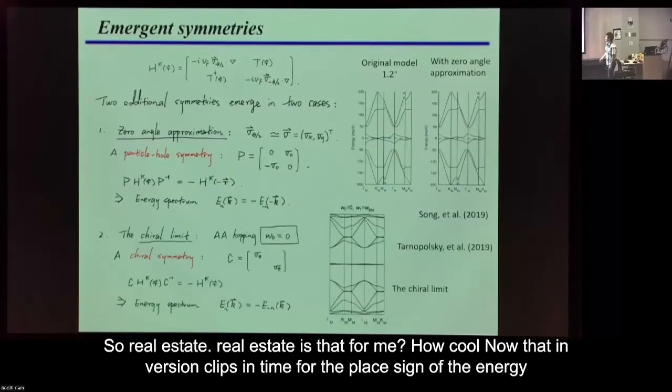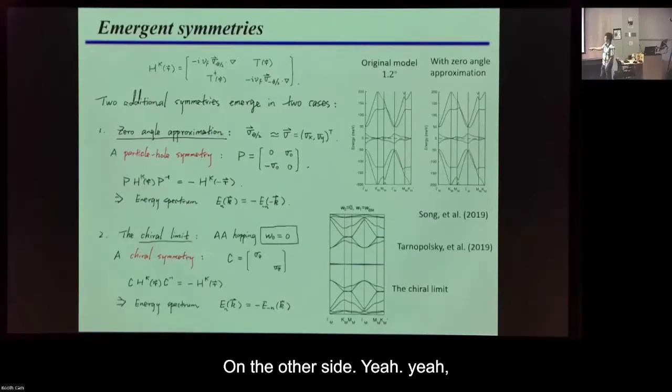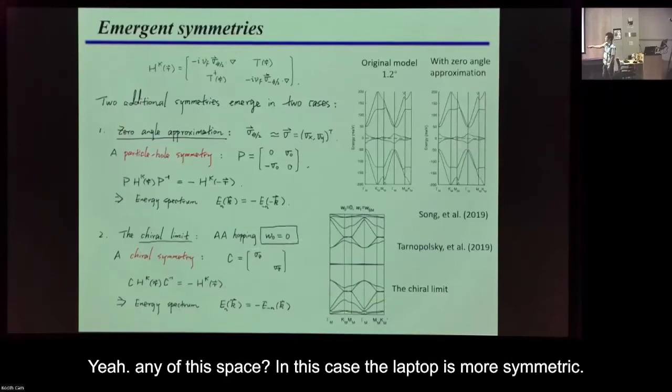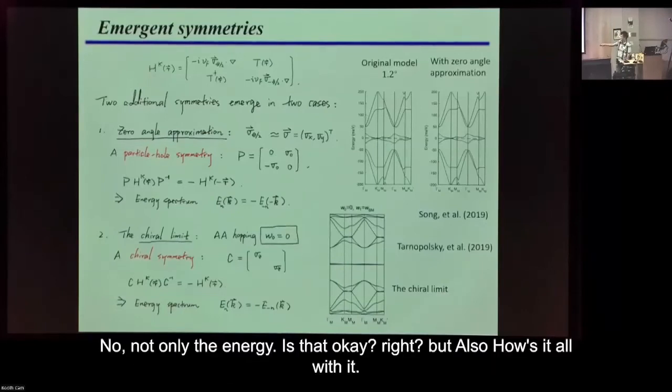And the other symmetry is only present in the super chiral limit, when the AA hopping is exactly zero. This is basically a limit where the AA region shrinks to zero, so W zero goes to zero. In this case, the band structure looks even more symmetric. Now, not only are the energies at opposite k opposite, but the energies at equal k are also opposite.